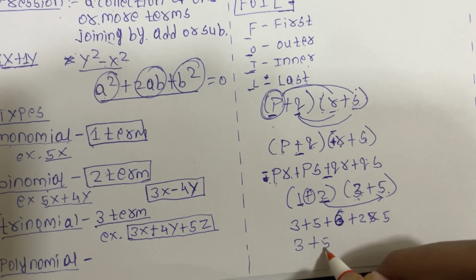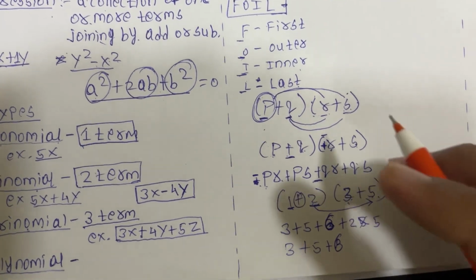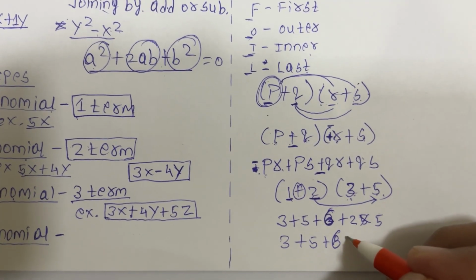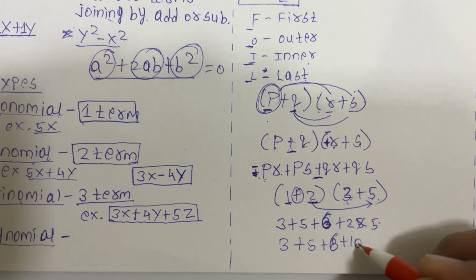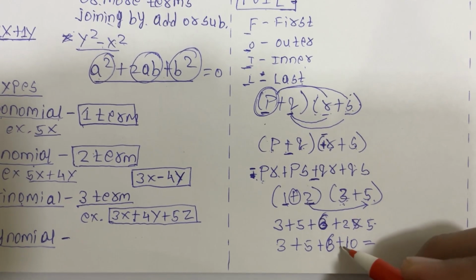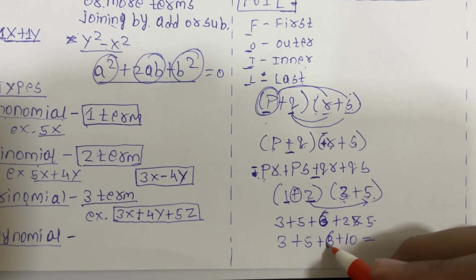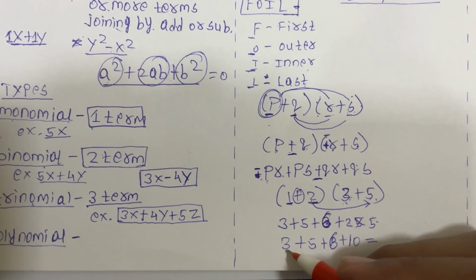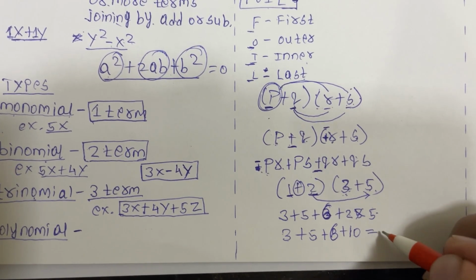So 3 plus 5 plus 6 plus 2 into 5 is 10. The addition will be 10 plus 16, 21 plus 3, 24. So the addition will be 24.